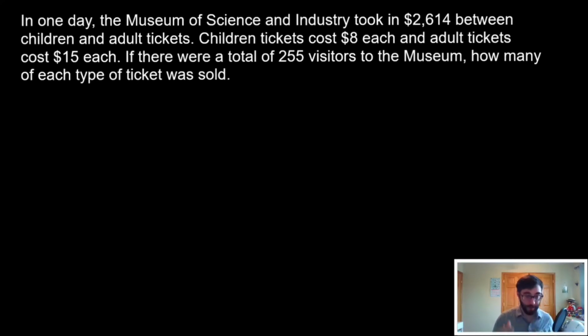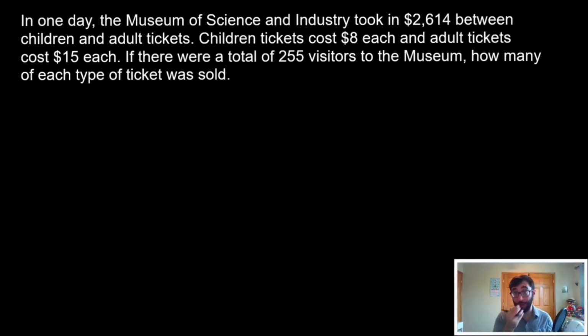So in this problem, it says in one day, the Museum of Science and Industry took in $2,614 between children and adult tickets. Children tickets cost $8 each and adult tickets cost $15 each. And if there are a total of 255 visitors to the museum, how many of each type of ticket was sold?